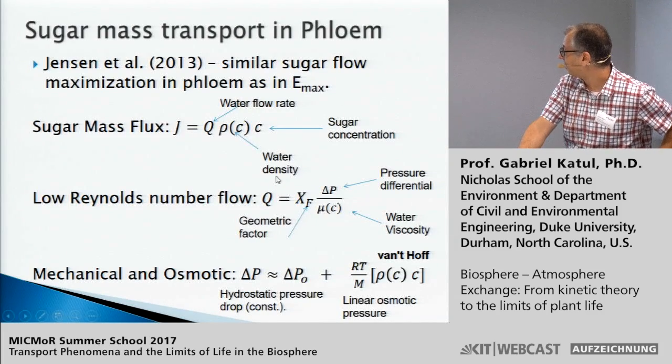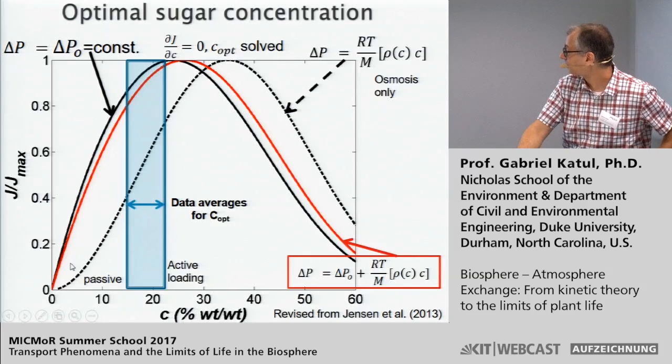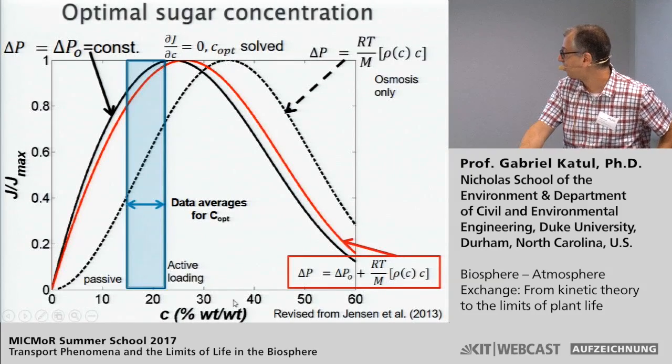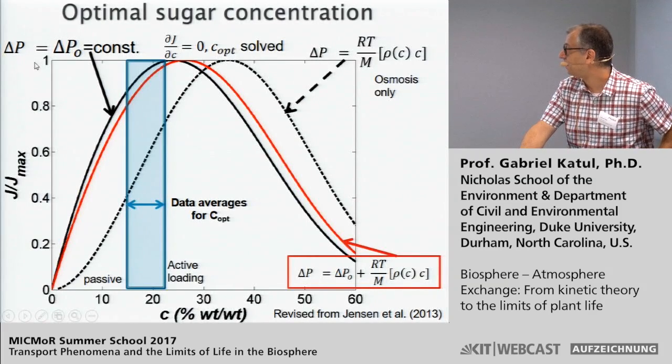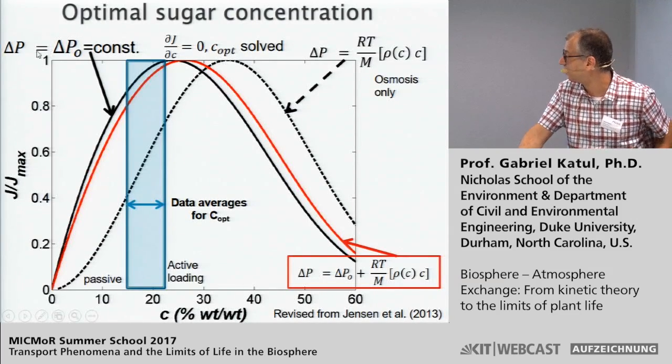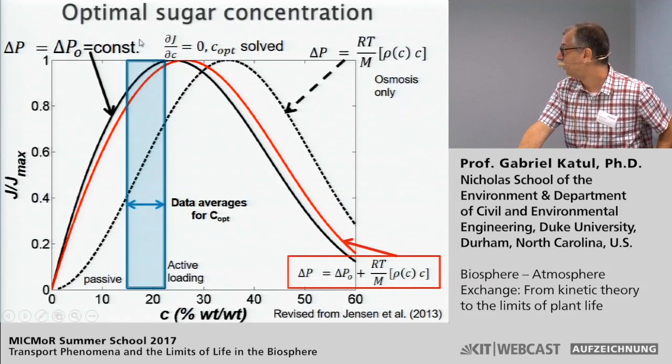So I did this calculation again, and what you find is that if you plot the sugar concentration on the x-axis, the flux normalized by its maximum value, so we're not worried about units, on the y-axis, and you look at different approximations for the pressure drop, only hydrostatic, only osmotic, or their combination, you find that, yes, sure enough, there is a local maximum, and then, of course, if the sugar concentration drops, the ability to actually transport sugars in the phloem drops very rapidly.